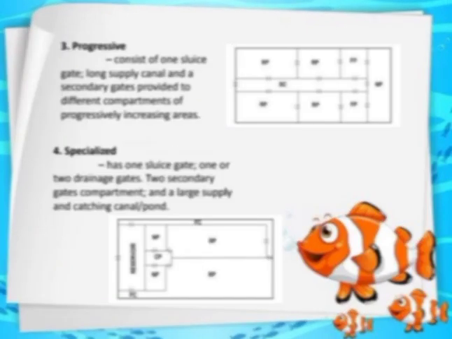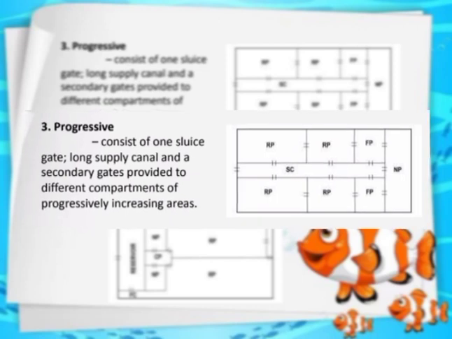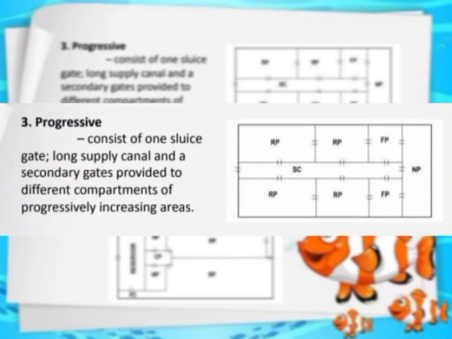Third layout is the progressive. It consists of one sluice gate, long supply canal, and the secondary gates provided to different compartments of progressively increasing areas. This design involves a gradual increase in the size of compartments, typically accompanied by one sluice gate and secondary gates. This layout provides flexibility in managing water levels and flow.